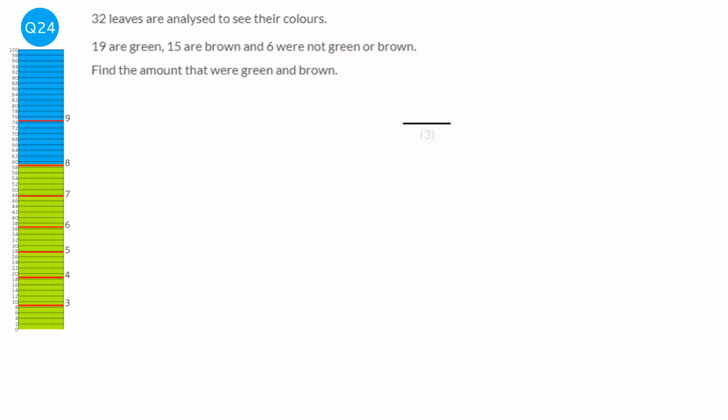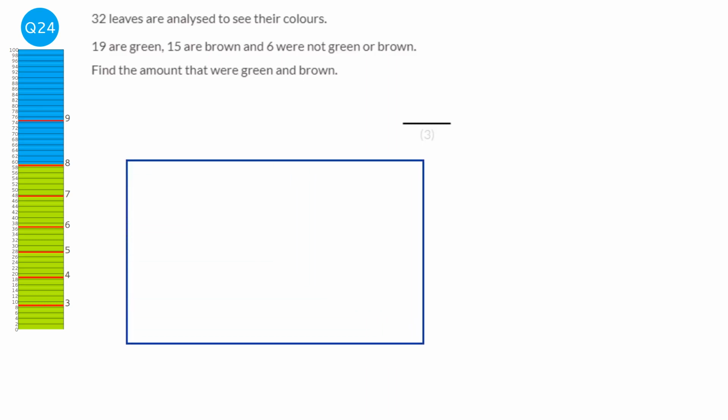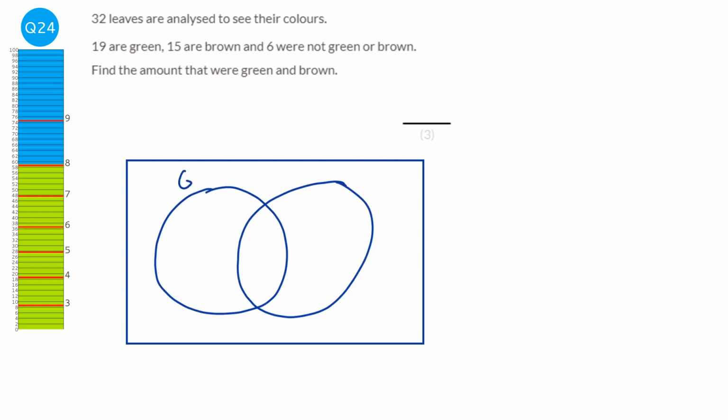We don't have to for this question, but it might be helpful to draw a Venn diagram for this. And we've got green and brown leaves, so we'll have green on the left and brown on the right. So green and brown.